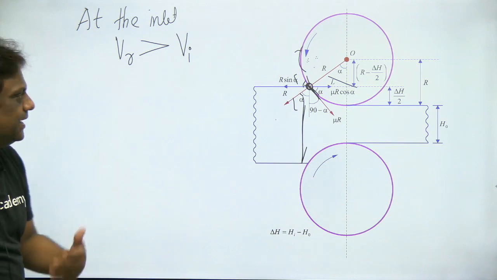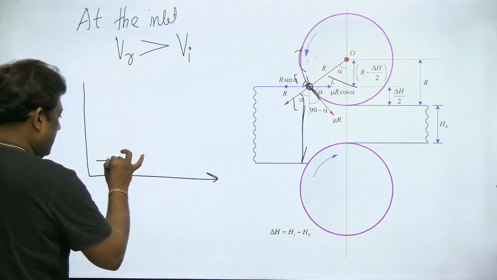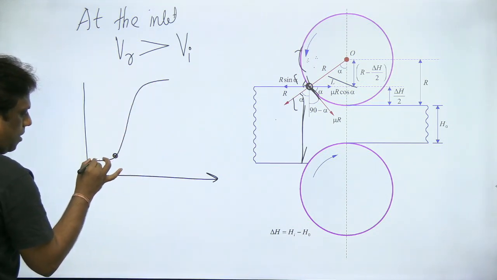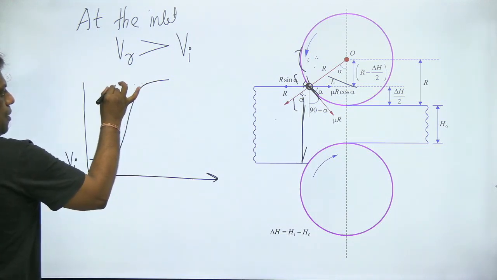And please note down clearly, at some point of time, look, it is continuously increasing. So this is the inlet velocity of my component, and this is the exit velocity of the component.